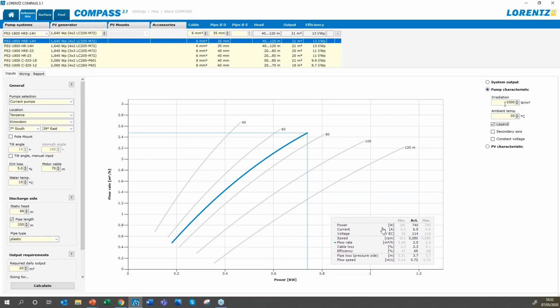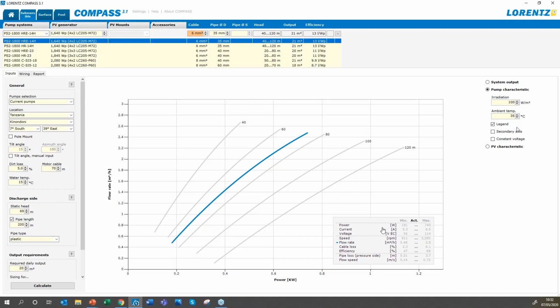And we can use this pump characteristic to model lots of different things if we want to. So if we want to say, what's it going to look like first thing in the morning when there's only 200 watts, well, we could do that here and just see what the pump would do. So at 200 watts per square meter irradiation, we would be really way down here. So this allows you to simulate through the day what's happening.